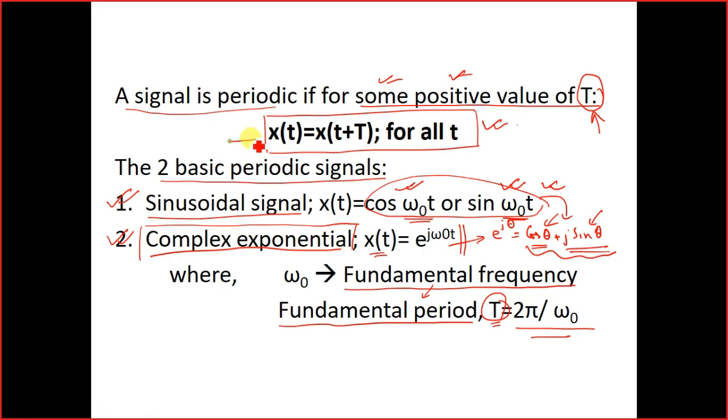when you look into this equation, from here we can say that x(t) is equal to x(t plus T). That means if the signal x(t) is delayed by a fraction of T or advanced by a fraction of T, and if you get the same signal component, then it is called the periodic signal.